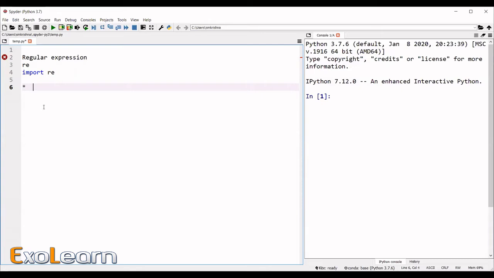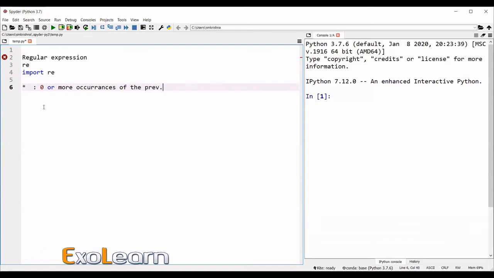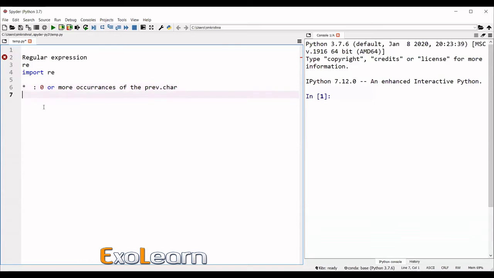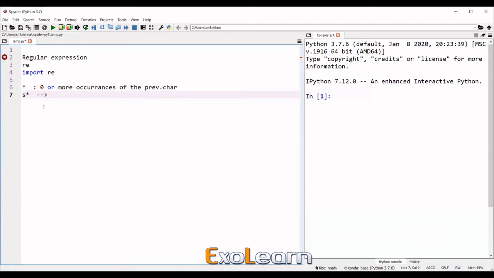Whenever we are using star in our input, in order to create regular expressions, it carries some special meaning. The meaning of it is 0 or more occurrences of the previous character. Suppose I am saying S star. So star won't stand for itself. It will not speak for itself. It always speaks for the character before it. So it means 0 or more occurrences of the previous character.